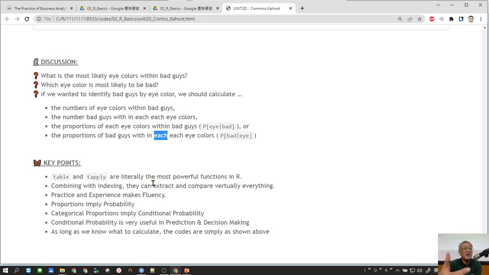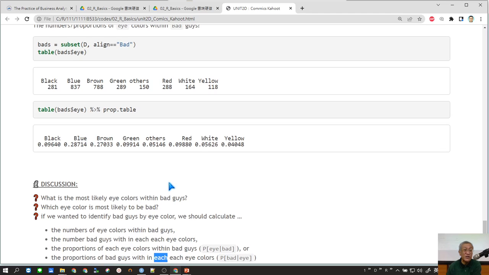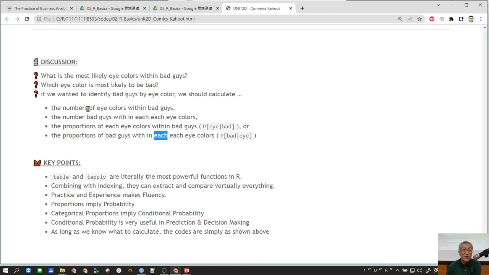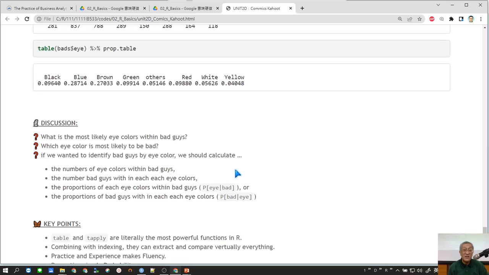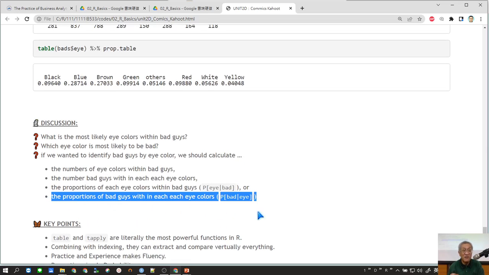Okay, but let's work it out together. I want to identify bad guys by their eye color, right? So given eye color, I want to know the probability of bad guys. When I see a blue eye, I want to see the probability of bad. If I see a red eye, I want to see its probability of bad. So the correct answer is this one.